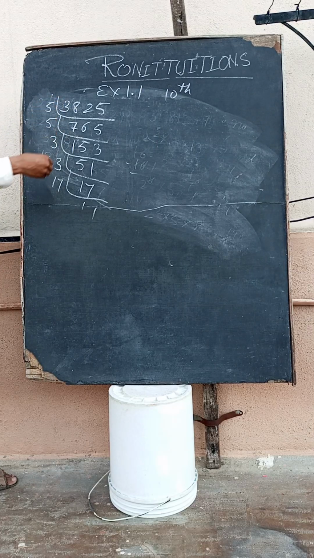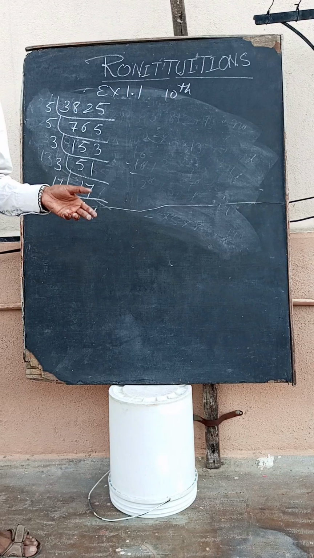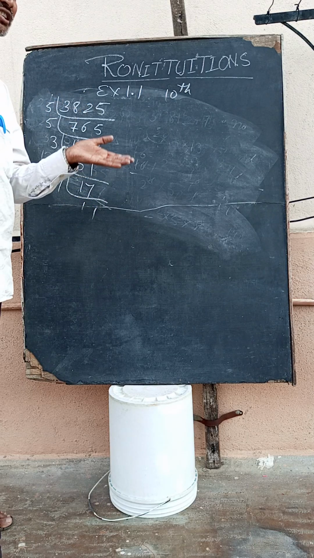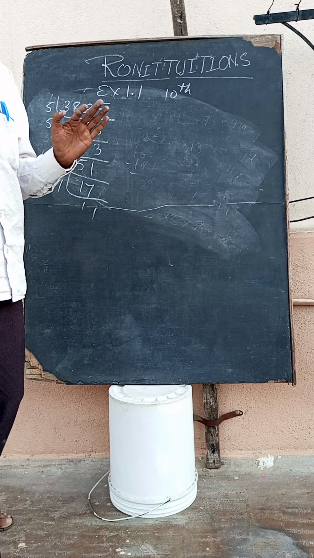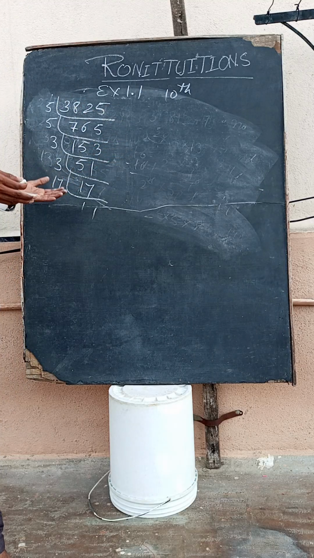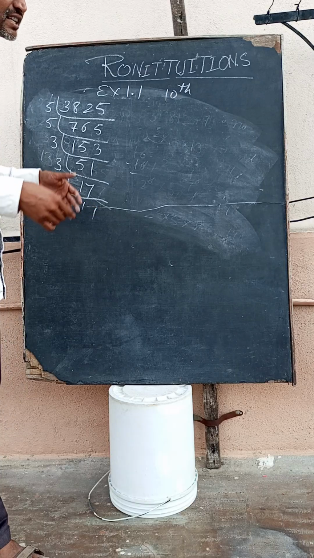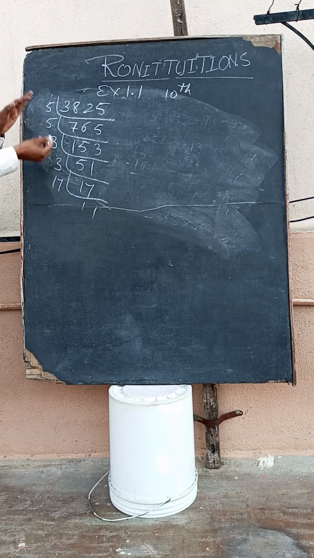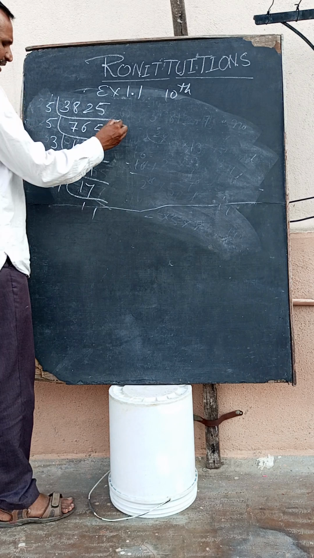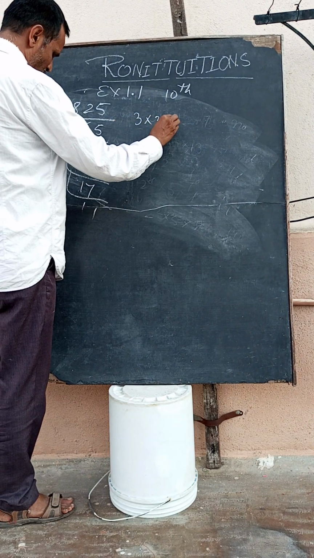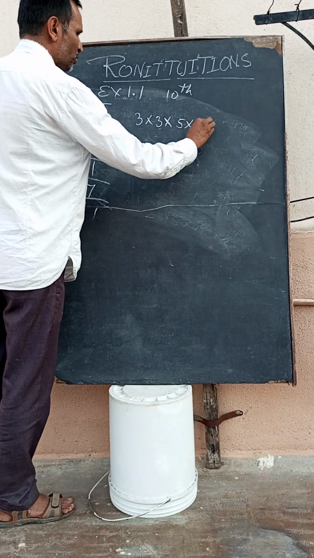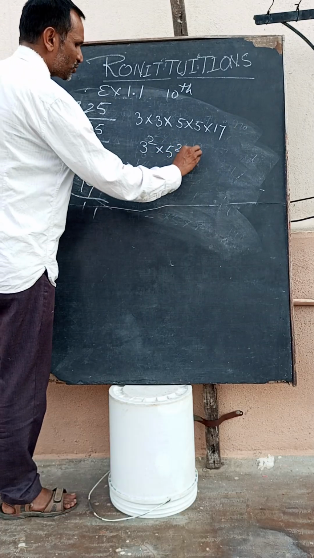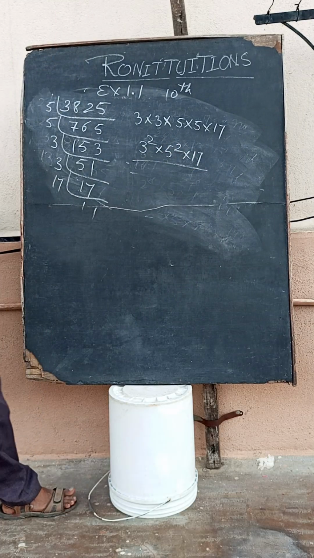You can write first 5, 7, any number. The order may be anything. According to the fundamental theorem of arithmetic, the factorization of a number into primes is unique. Only the order of the factors can be different. You can write 3 first, 17 first, like that, but it will be like this only. So we can write 3 into 3 into 5 into 5 into 17. We can write it like this: 3 to the power 2 into 5 to the power 2 into 17. And that is the product of these prime numbers.